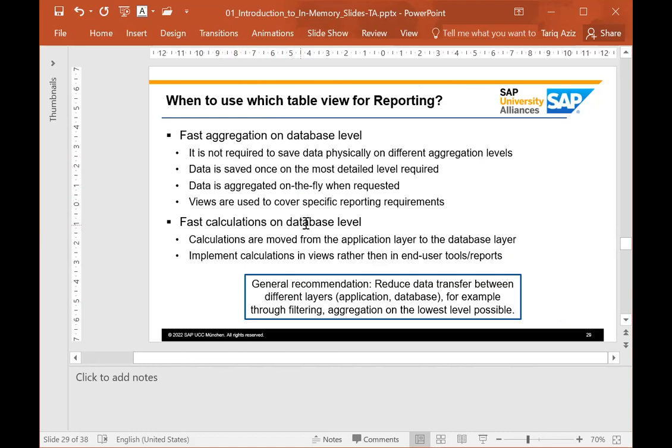Fast calculation on the database level. What happens is SAP has moved all the calculation, everything, to the database level. That is why on the application level we get nothing. We don't do any calculation on the application level. You know what was happening before?